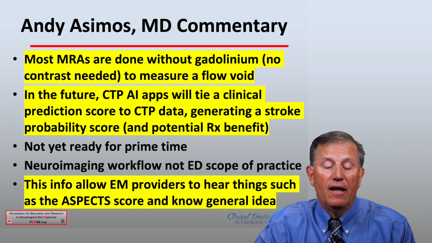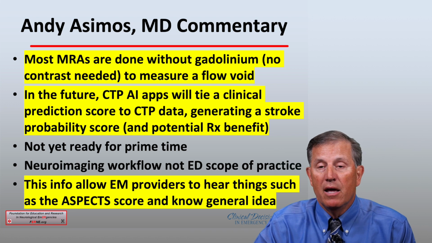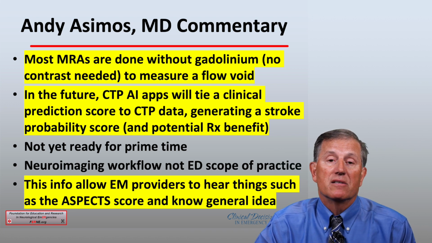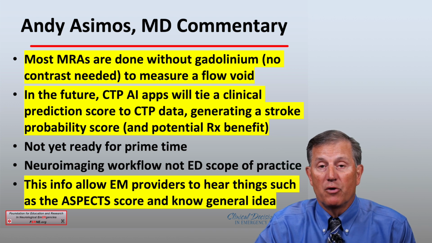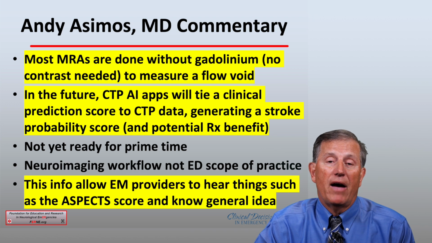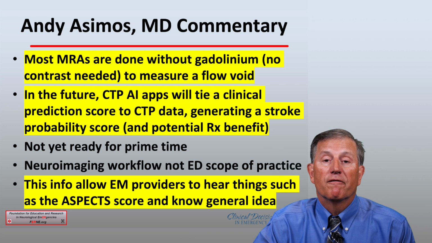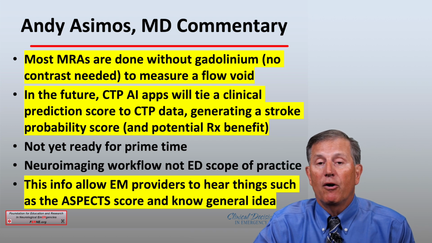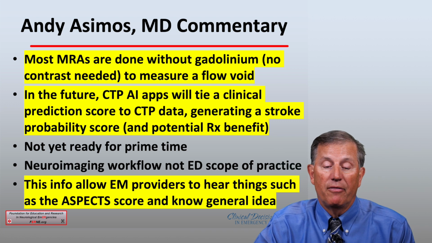But he states that if this information is understood by emergency medicine providers, such as the use of the ASPECT score and the general idea of what is trying to be done, it is possible for the emergency care provider to aggressively move to get patients who may benefit from EVT to that therapy or transfer to a comprehensive stroke center for that therapy.